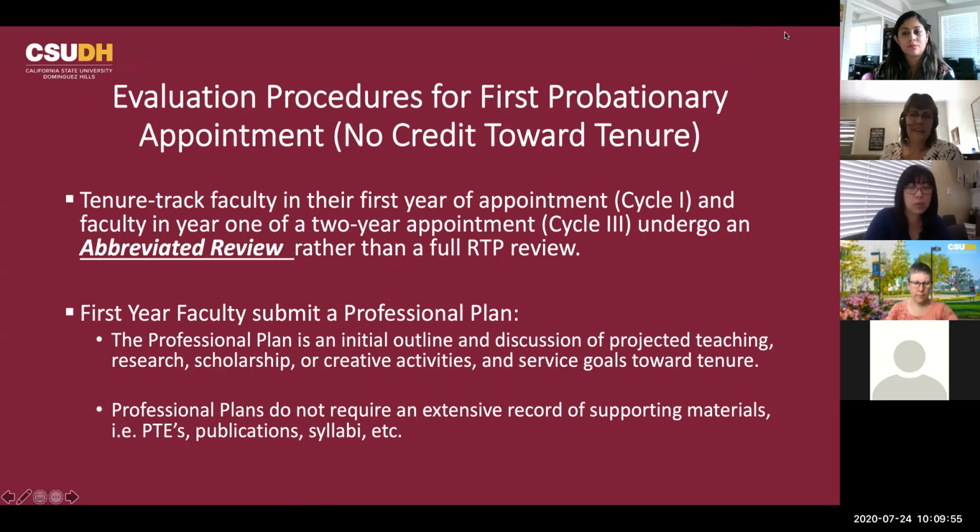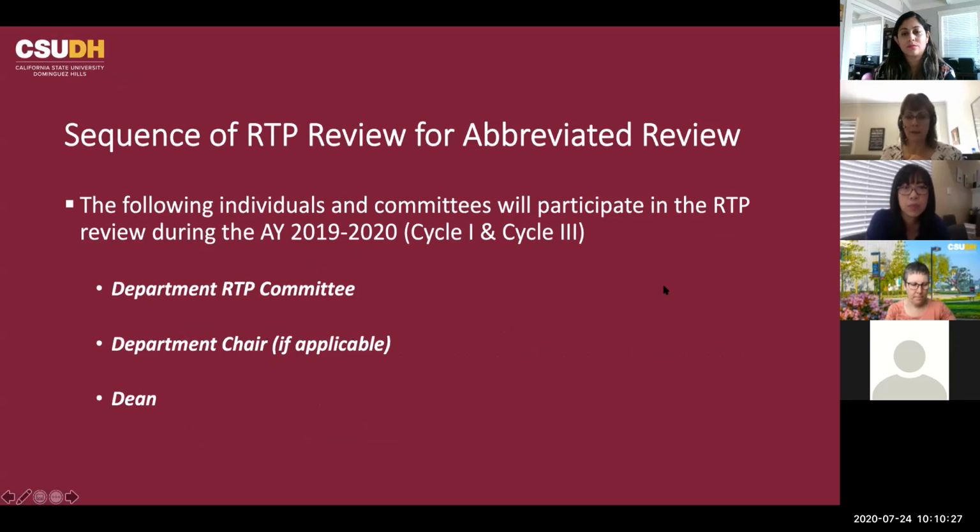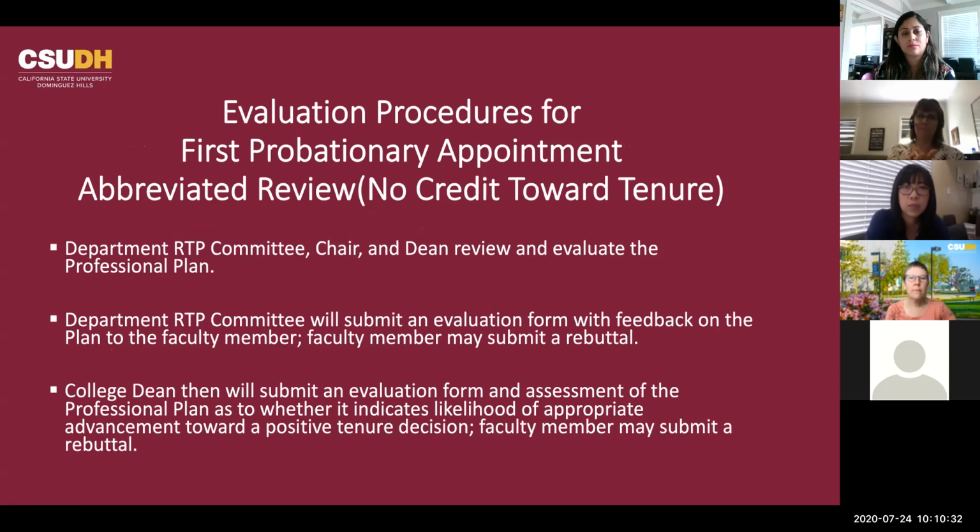Anyways, the evaluation procedures for your first probationary appointment. This is what you are all really concerned about, right? So again, you went through your abbreviated review. Now you will be going through a full RTP review. And since you already submitted your professional plan, we will skip that part and head straight for your probationary appointment evaluation procedures.